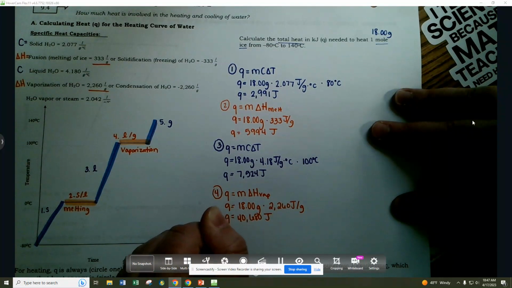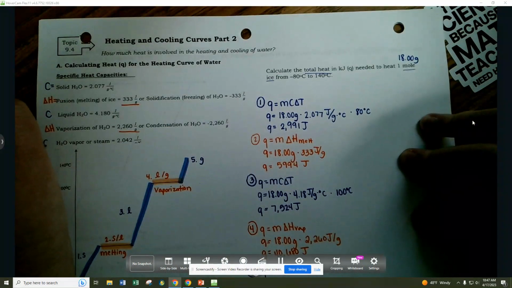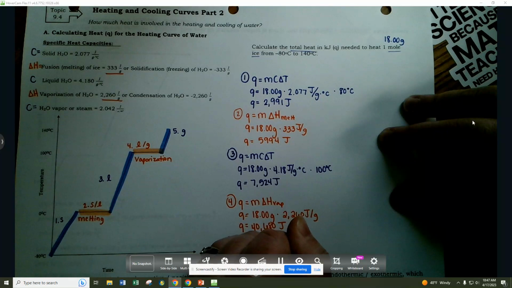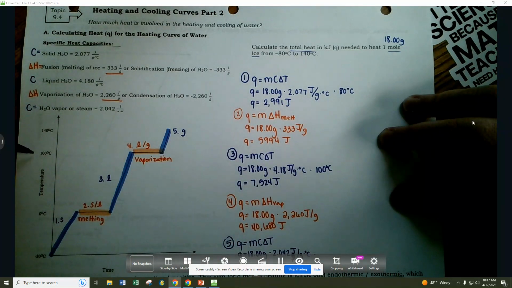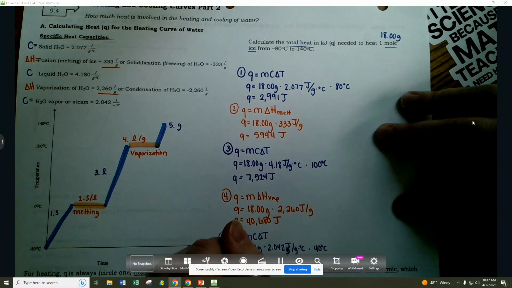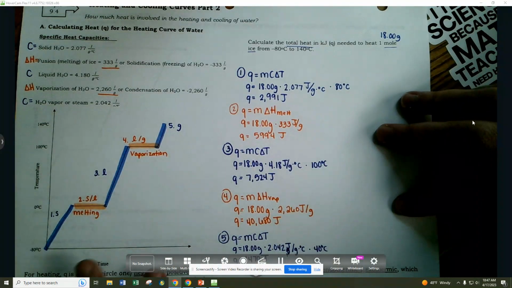Lastly, we're going to finish heating the steam, or as steam, continue to heat it. 18 grams. We're going to then use this last value here, the 2.042. And then we ended at 140, began at 100, so the change in temperature for segment 5 is 40 degrees Celsius. Therefore, Q is 1,470.